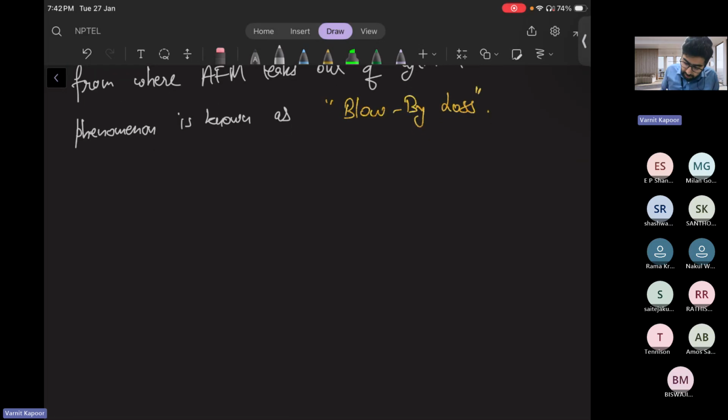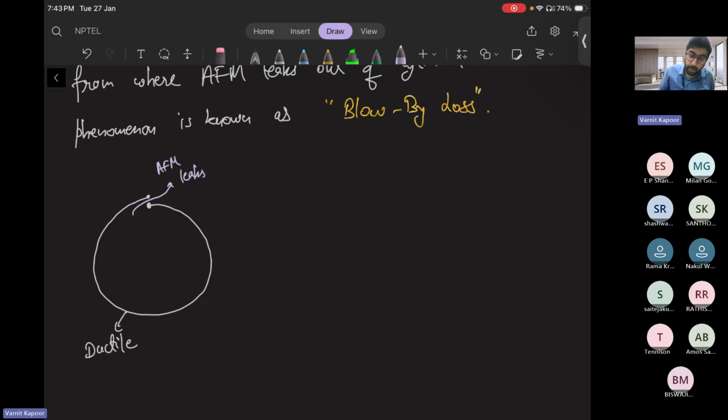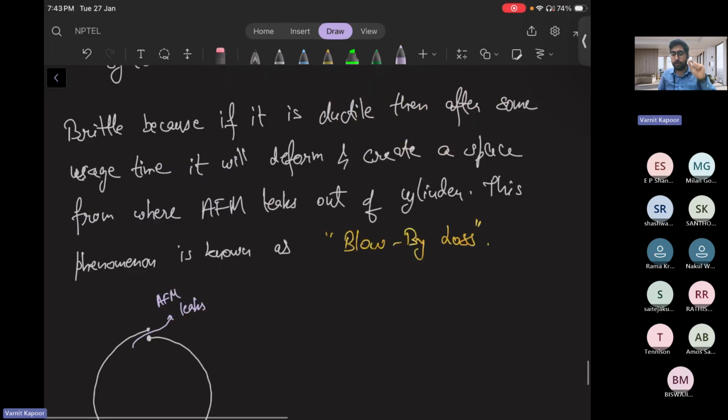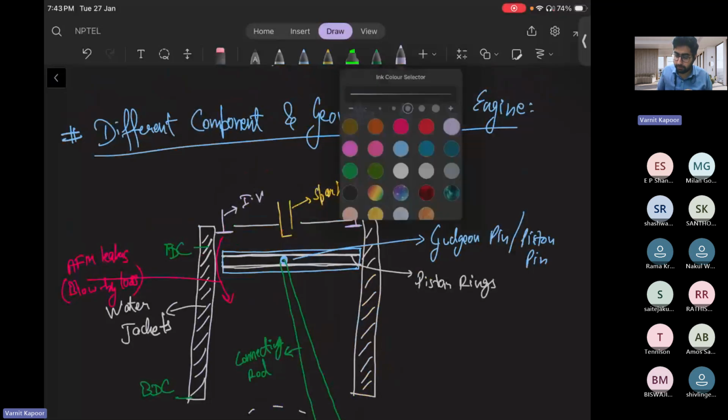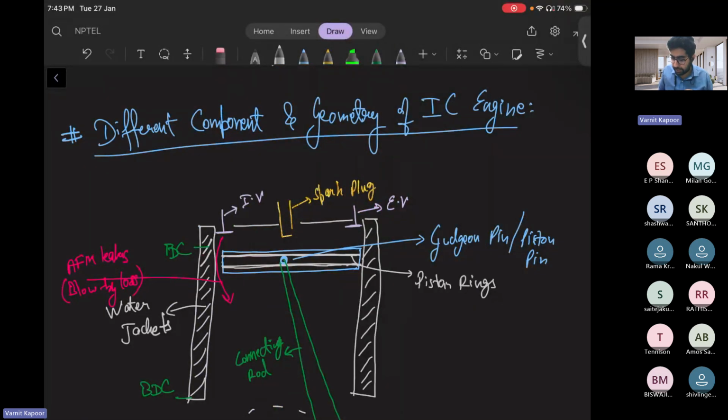So if my piston ring looks like this, and it is ductile in nature, then what will happen? It is deformed after usage, and the air fuel mixture will leak out. Two piston rings are there deliberately. Even if one of the piston rings gets damaged, the other piston ring will still remain there to reduce friction and blow by loss.